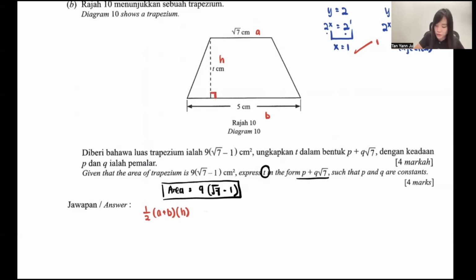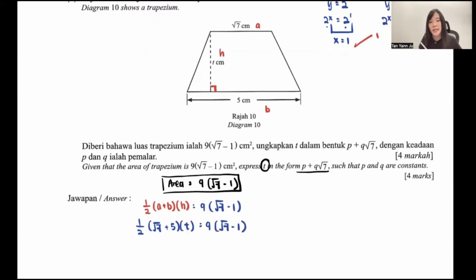Now I already wrote it for you. Equivalent to 9√7 - 1. Okay. So 1/2, the a is √7, the b is 5, the height is T. Equivalent to 9√7 - 1. Okay, guys all see that?